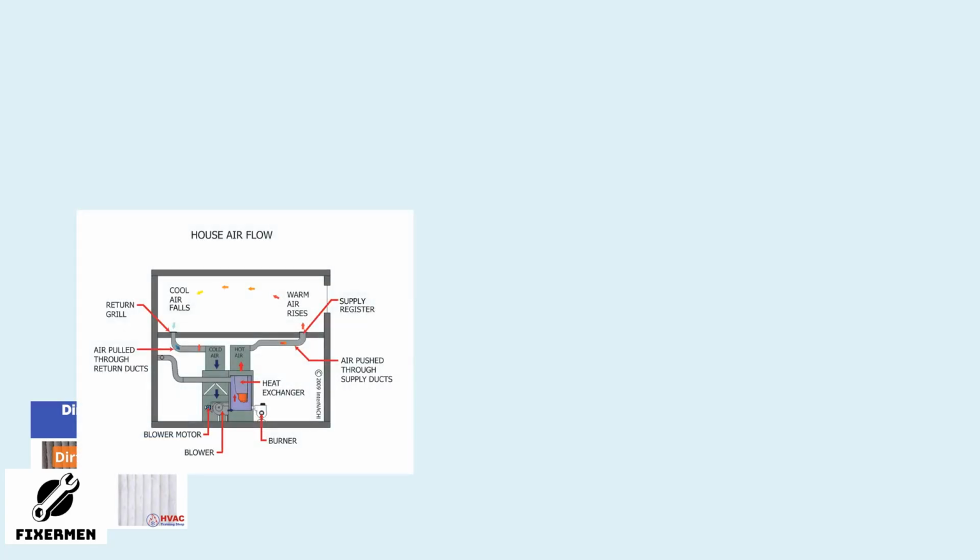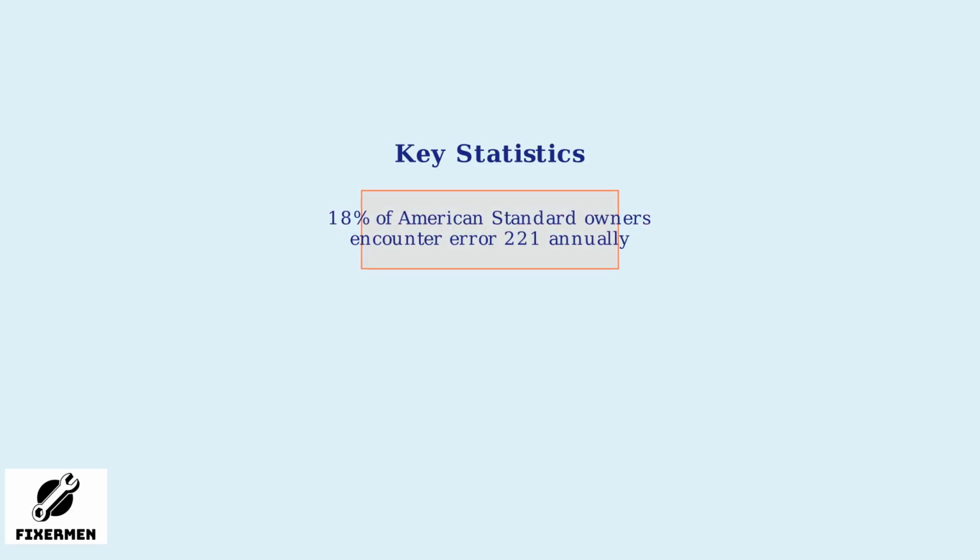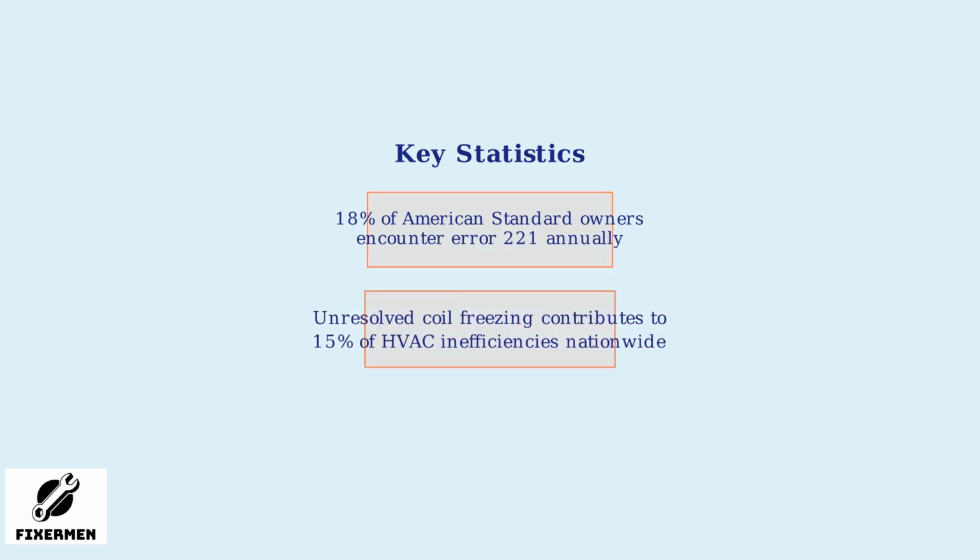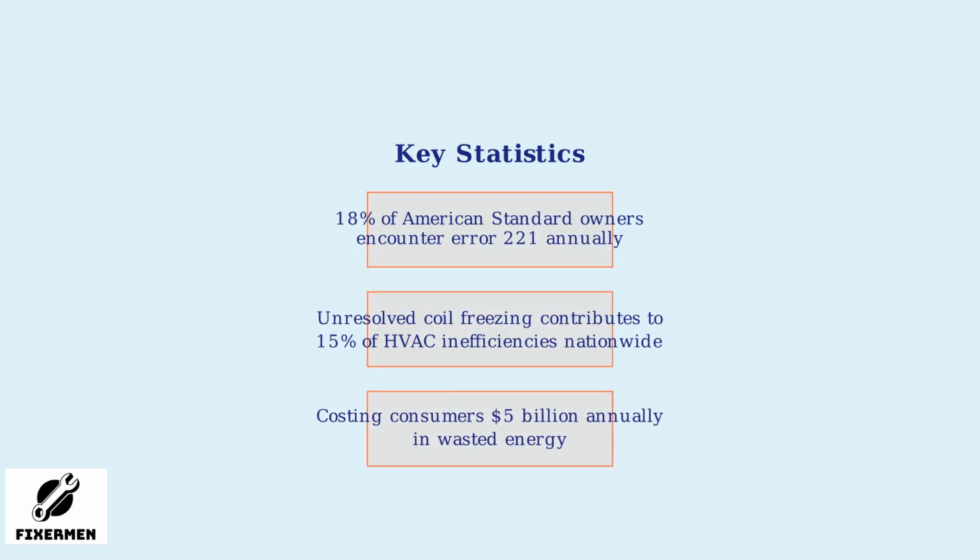Proper airflow throughout your home is essential. Blocked vents or ducts can cause uneven cooling and increase freeze risks. Ignoring coil freezing can lead to ice buildup, which damages components and reduces system efficiency. Statistics reveal the impact of these issues. 18% of American Standard owners encounter error 221 at least once per year. Unresolved coil freezing contributes to 15% of HVAC inefficiencies nationwide, costing consumers $5 billion annually in wasted energy.